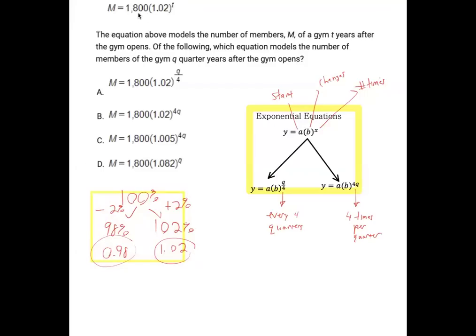Now, how would we describe that in terms of quarters? Quarters are a quarter of a year. In other words, there's 4 quarters in a year. So it's starting at 1,800, it's going up by 2%. Every 4 quarters would be Q over 4, and that matches this one right here. And our answer here is A.